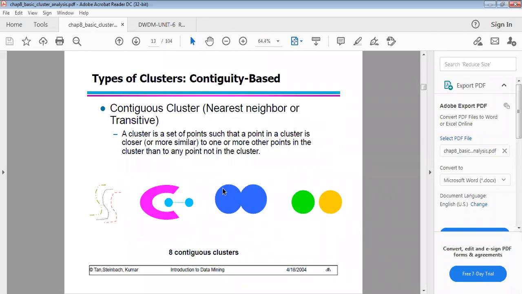Next one is contiguity-based clusters. Contiguous clusters are nearest neighbor or transitive. A cluster is a set of points such that a point in a cluster is closer to one or more other points in the cluster than to any point not in the cluster. See here in this diagram, a total of 8 contiguous clusters are there. On all eight contiguous clusters, that is how the data points are arranged.